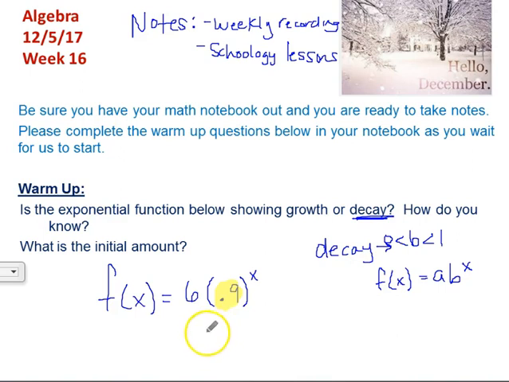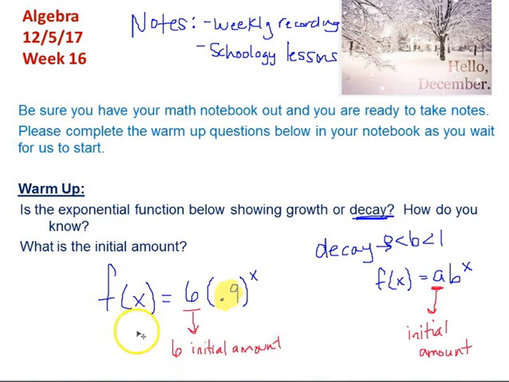And then what is the initial amount? What did we start with? So the initial amount, remember, is always our a term. So our a term is going to show us the initial amount. And that means this term right here. So 6 is the initial amount. All right. And then 0.9 is the amount that we're multiplying by each time.